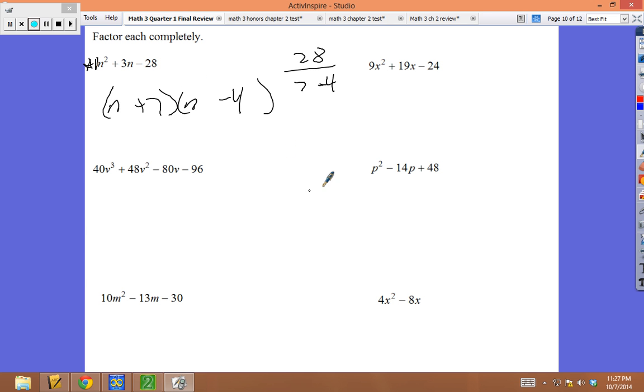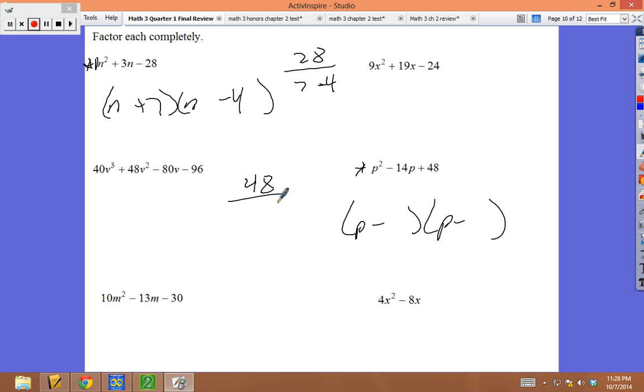Okay, the other easy one is going to be this guy right here. What times is and gives you 48, but adds and gives you a negative 14? But it times is and gives you a plus. I know it's got to be P minus something and P minus something, because a negative times a negative is positive.